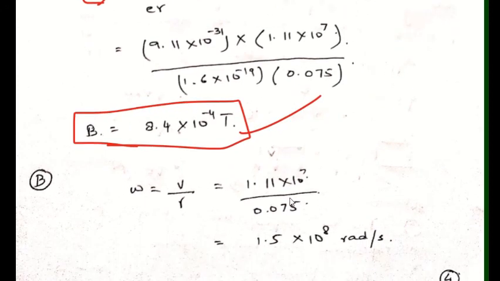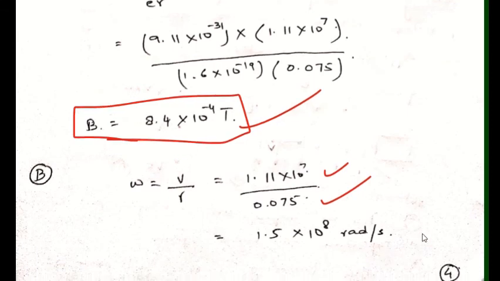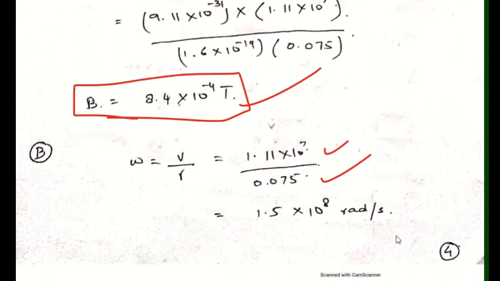Now in part B, we have to find the angular speed. We know that angular speed is equal to v over r. We know the value of v, we know the value of r. Simply putting in the values, we get 1.5 times 10 to the power 8 radians per second. So this is how we can find the angular speed. So this is all about article number 29.4 and its related examples.